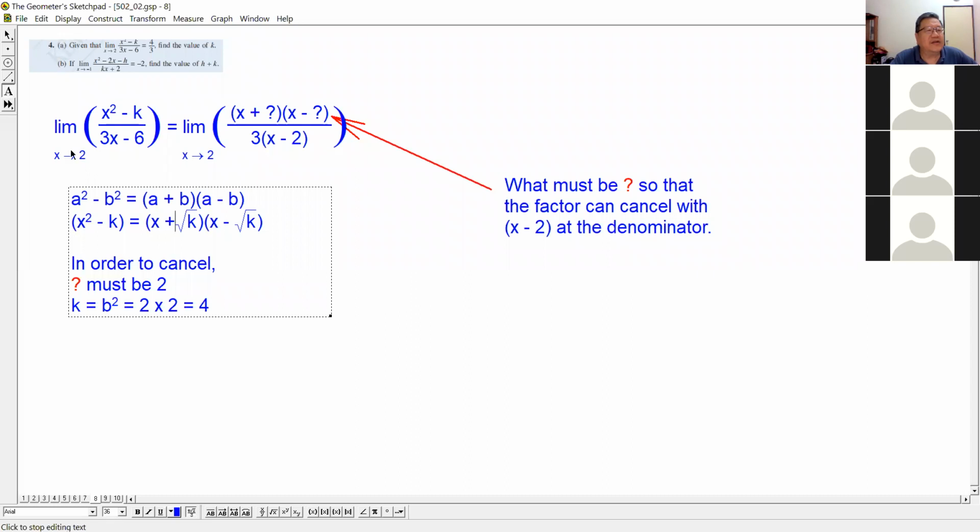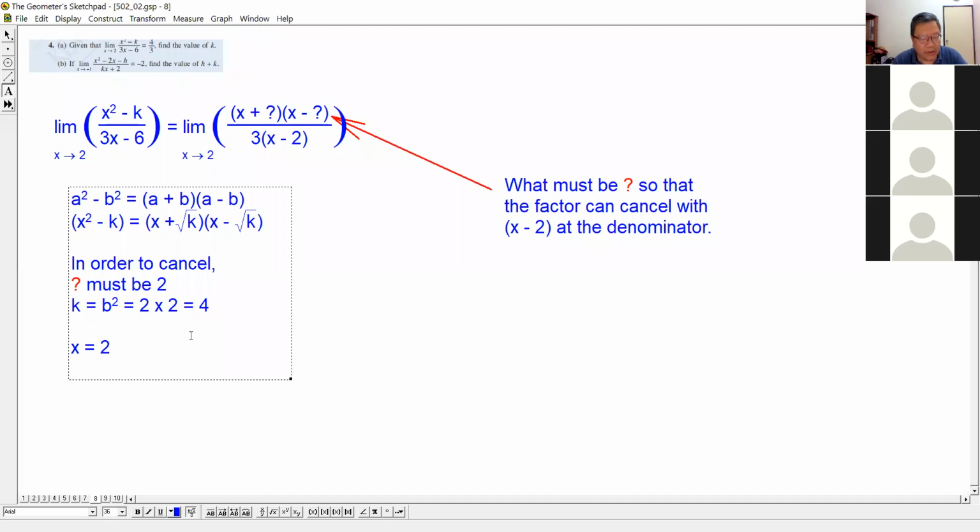Now the second thing is, this is for the first function at the top, at the numerator, and at the denominator I have this factor 3x minus 6. But when I look at the limit, it is x approaches 2. So if x approaches 2, it means that x must be equal to 2. So if x equals 2, let me continue here. We have this one, x approaches 2. So that means x equals 2.